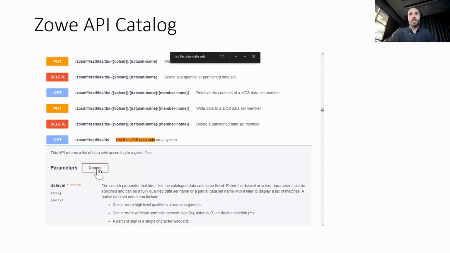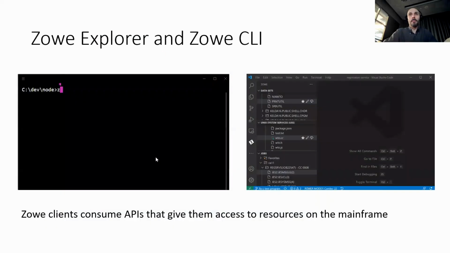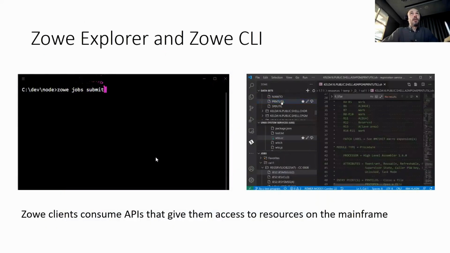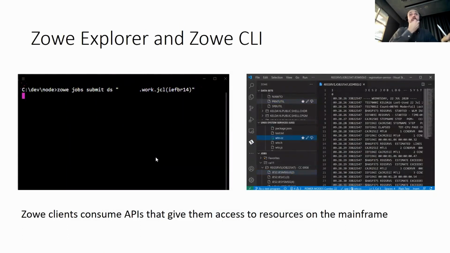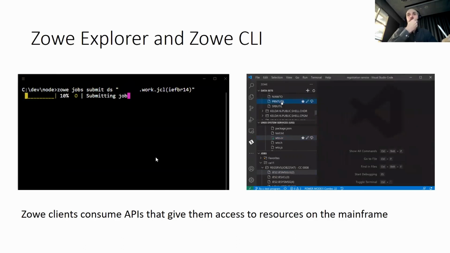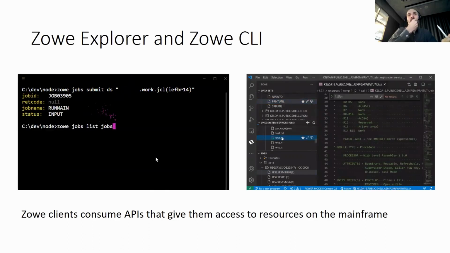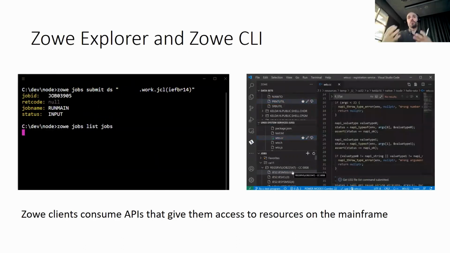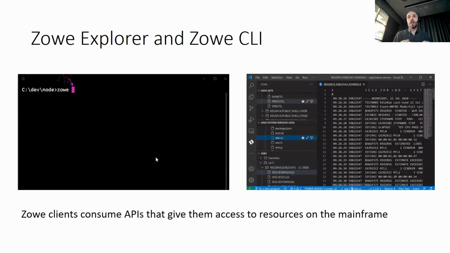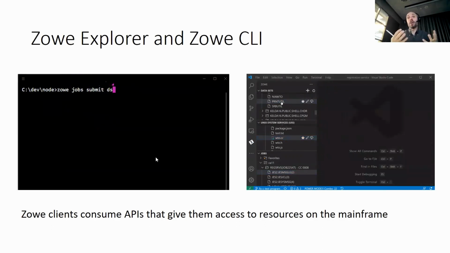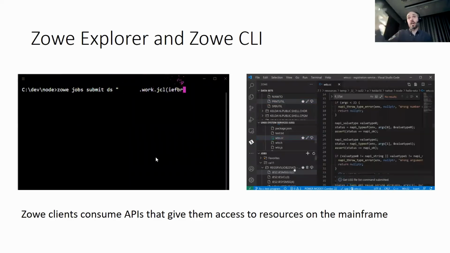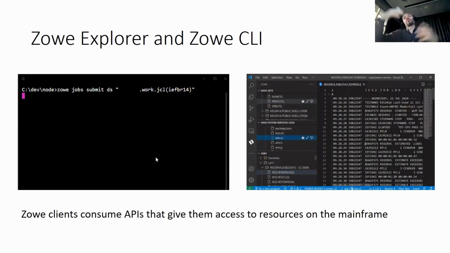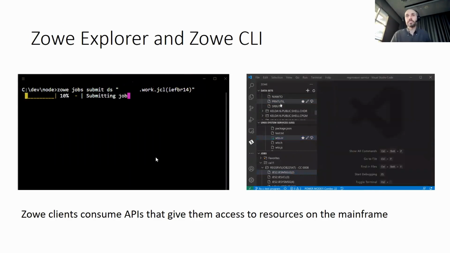Okay, so let's move on. I'm sure that many of you, if you're familiar with Zowe, will know about the Zowe Explorer and Zowe CLI. This is just to illustrate that APIs have another important role within Zowe, in the sense that they actually power a number of Zowe clients, such as the CLI on the left and Explorer on the right.